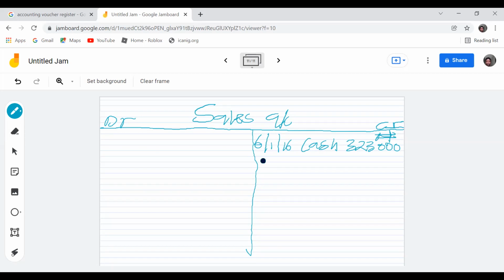Then you cannot say on the same 6/1/16, you say discount allowed, which is how much? 17,000.